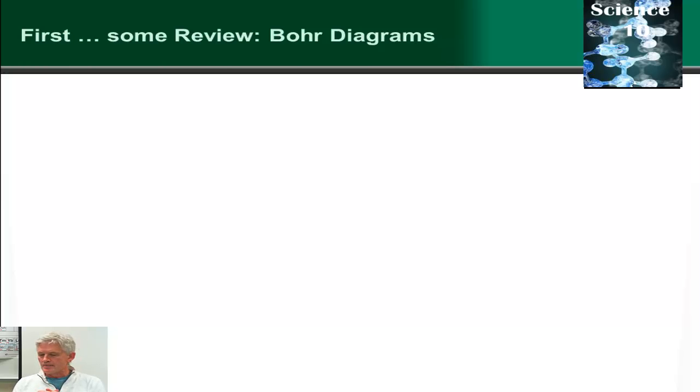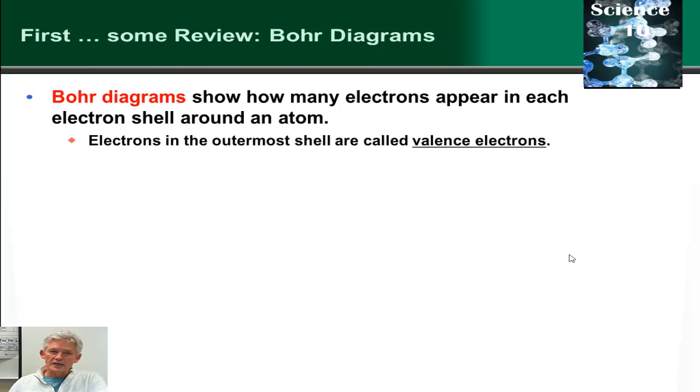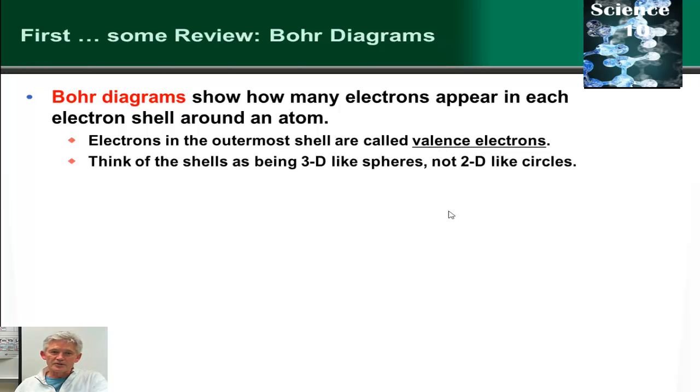But Lewis diagrams follow from what you already know about writing Bohr diagrams, and I'm going to let you decide which one you find more logical and easier to use, but you do need to know both of them. So just a quick little review. Bohr diagrams show how many electrons appear in each electron shell around an atom. You know that. These electrons in the outermost shell are given a special name called valence electrons.